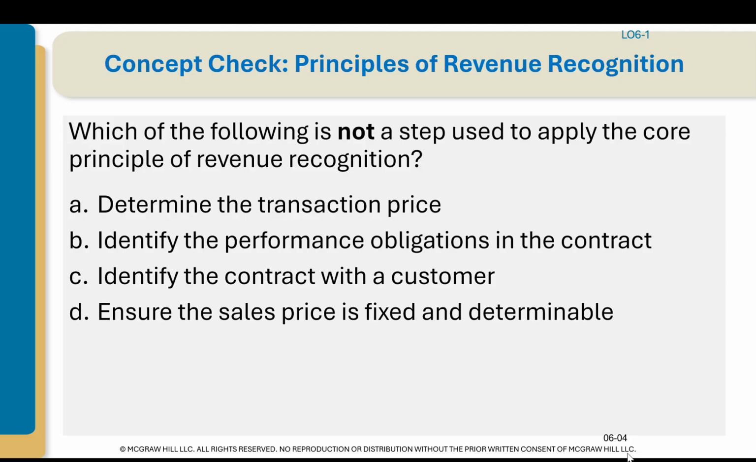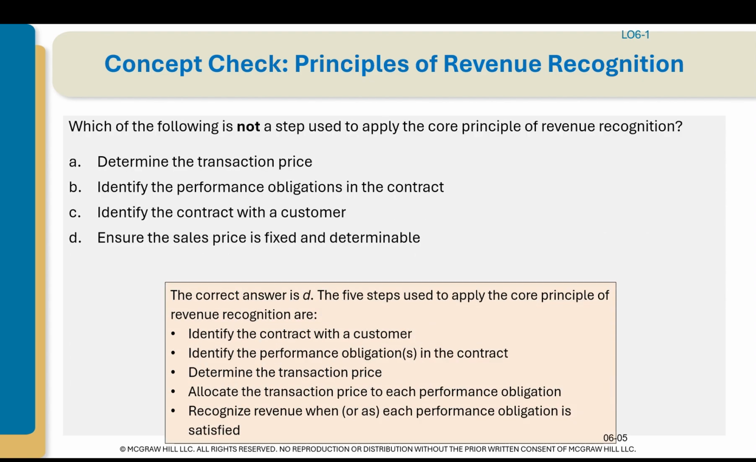Which of the following is not a step used to apply the core principle of revenue recognition? A, determine the transaction price. B, identify the performance obligations. C, identify the contract with the customer. And D, ensure the sales price is fixed and determinable. Which one is not a step? Choice D is not a step. We have the 5 steps of revenue recognition: identify the contract, identify the specific performance obligations, determine the transaction price, allocate the transaction price to each performance obligation, and then recognize revenue as each performance obligation is satisfied.